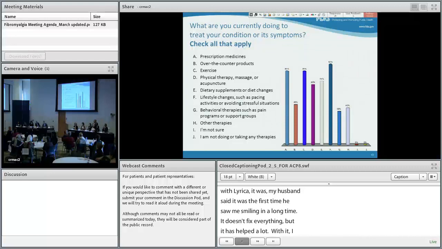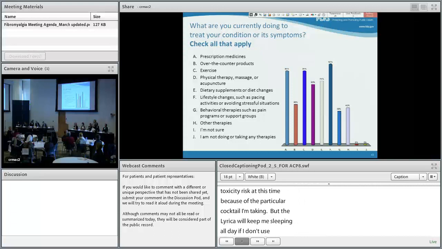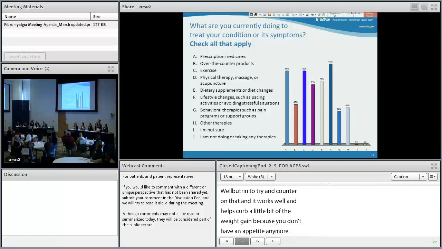But with it, I take Wellbutrin in the morning. I'm probably a huge serotonin toxicity risk at this point because of the particular cocktail I'm taking, but the Lyrica will keep me sleeping all day if I don't do something. My energy level is so low. So they put me on Wellbutrin to try to help counteract that, and it works pretty well, and also helps curb a little bit of the weight gain because you don't have an appetite anymore. Okay, there you go.